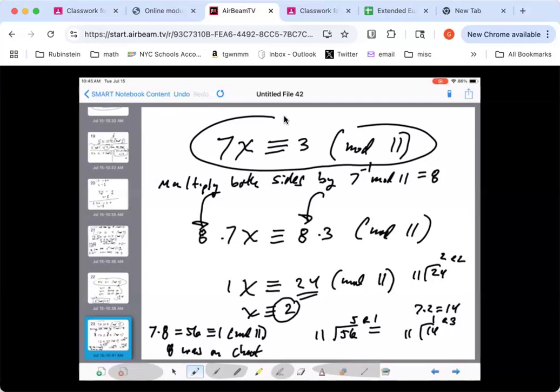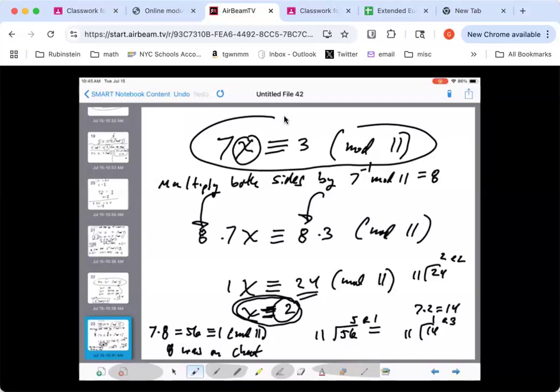X is congruent to 2 mod 11 though, right? Or do we drop it? Yeah, I'm actually turning it into an equal sign for this last step because once I get it down to the smallest, the actual remainder, remember the initial question had an X here and I just want to know what X equals. But you are right.